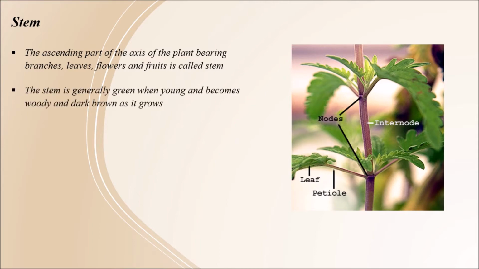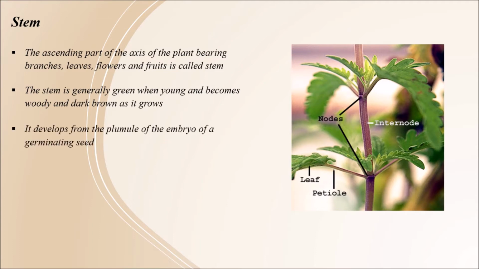The stem is generally green when it is young and becomes woody and dark brown as it grows older. So when we see small plants, we can see that the stem is green in color, and later on as the age of the plant goes, it turns woody and dark brown.